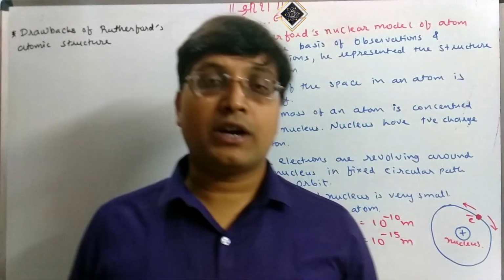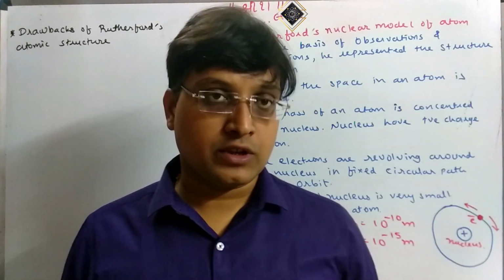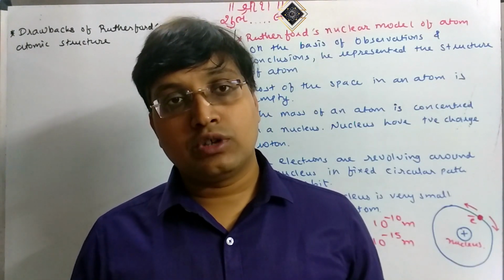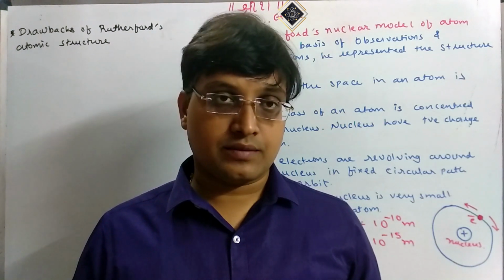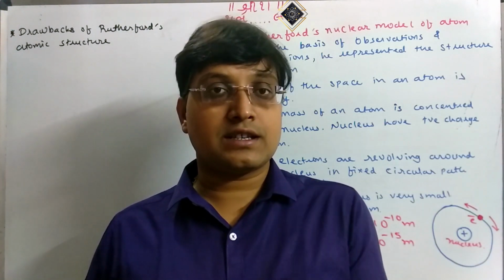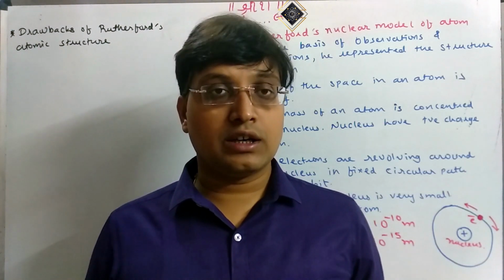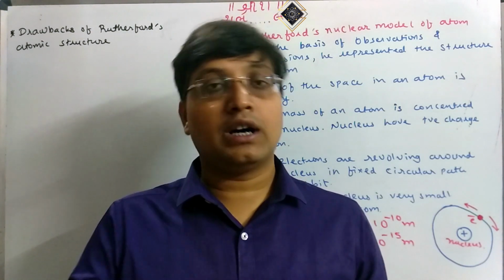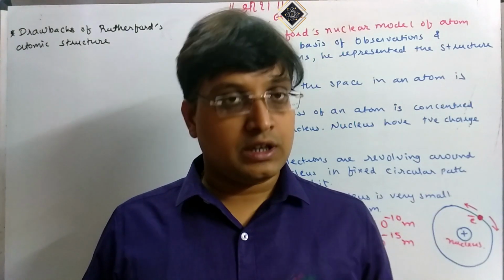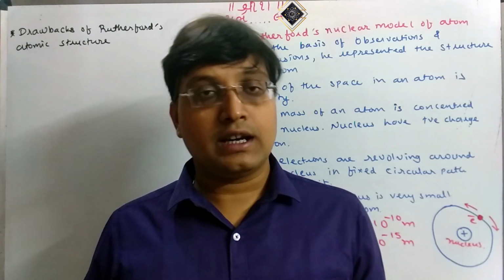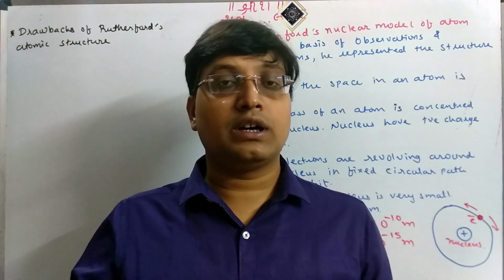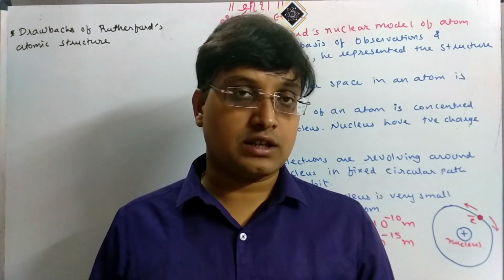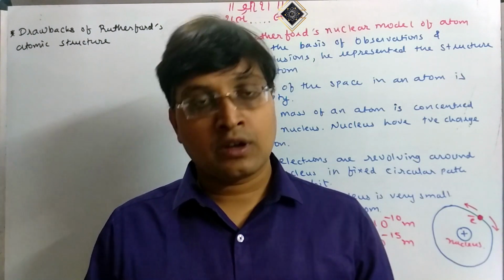Let's discuss the drawback of Rutherford's atomic structure. Rutherford compared his model with the universe. In the universe, the sun is steady and the other planets are revolving around the sun. Here, the nucleus is steady and electrons are revolving around the nucleus in a circular path called an orbit.